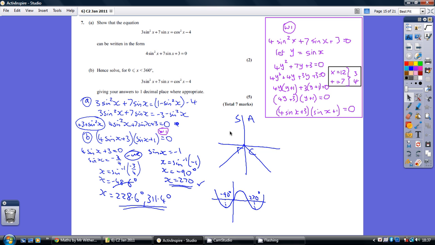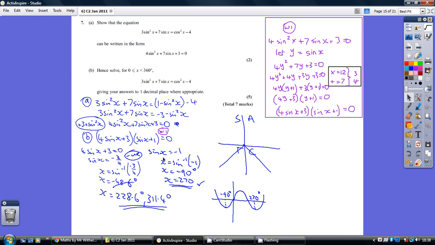So using our CAST diagram on this first one, we've got sine x being negative. So where is sine x negative? Well, that's here in the third and the fourth quadrants. So going around, our first solution is at 180 plus 48.6, 228.6, and our second solution is all the way around here, which is 360 minus 48.6, which is 311.4.